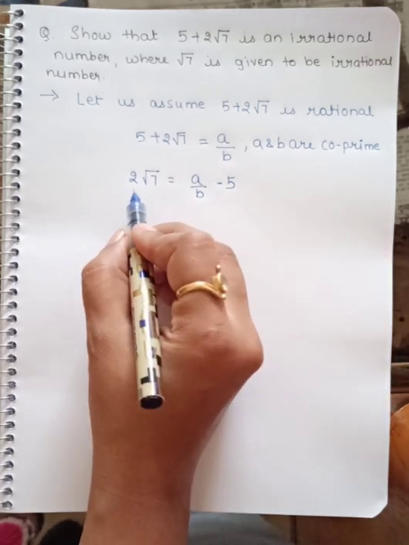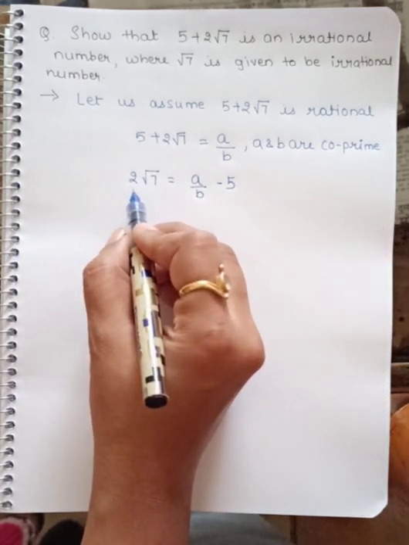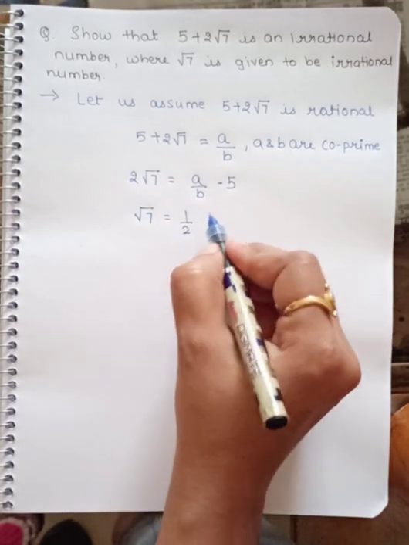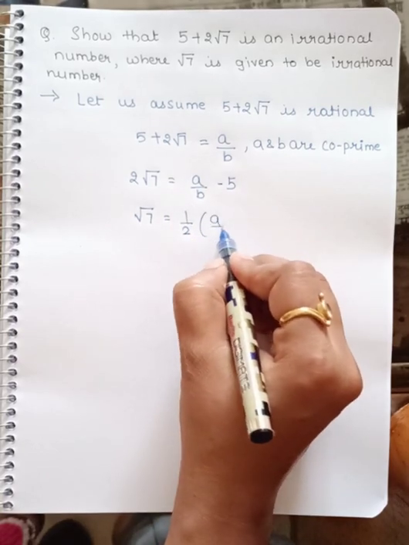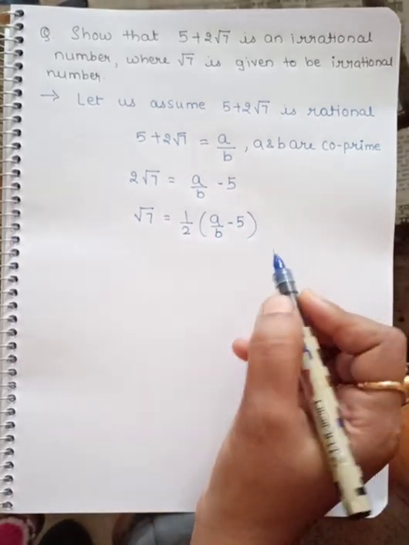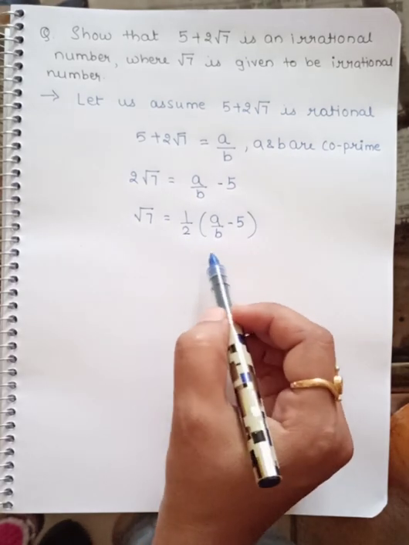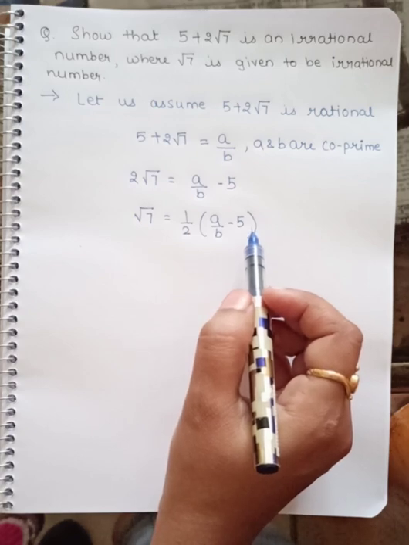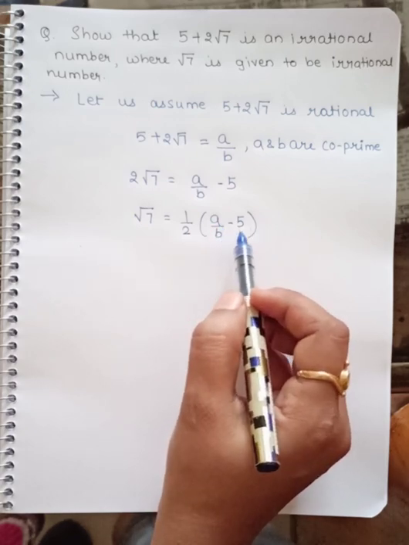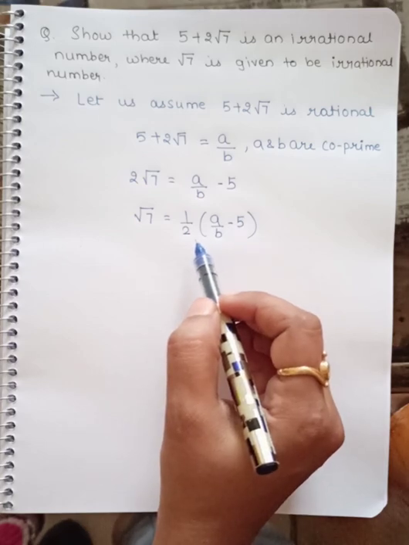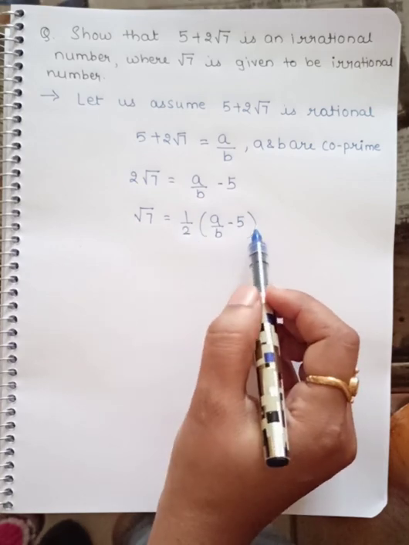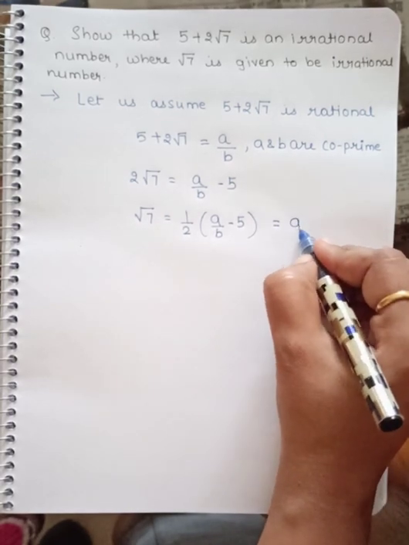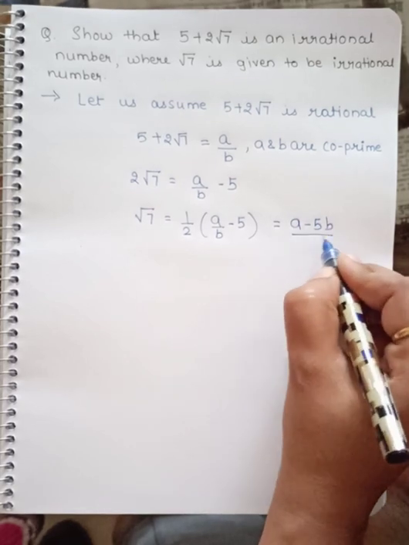Further, I want to shift this 2 also, isn't it? So how can I write it? Under root 7 is equal to half of, let us make a bracket for this whole term, a by b minus 5. Now as you can see, all the numbers present on the right hand side are actually integers. A is an integer, b is an integer, 5 is an integer, and also 2 is an integer. So if you write it in a simplified form, you will be getting a minus 5b divided by 2b.